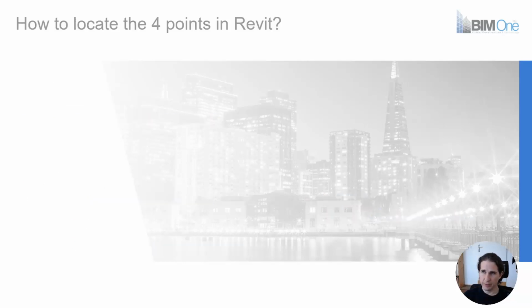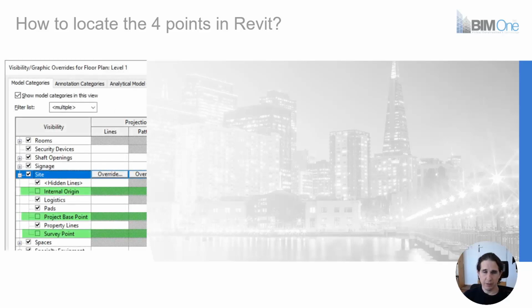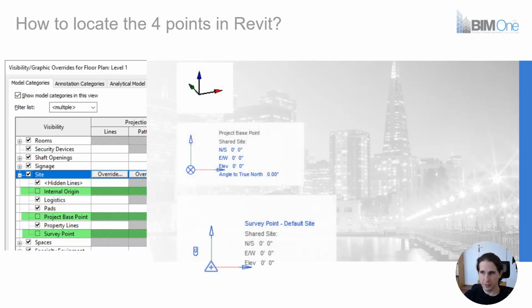So how to locate the 4 points in Revit? If you go in visibility graphics, VV or VG, 3 of the points are accessible. The missing link is the center of the Earth and the origin of our global system. If you look at the 4 points, they are superimposed in the default templates.